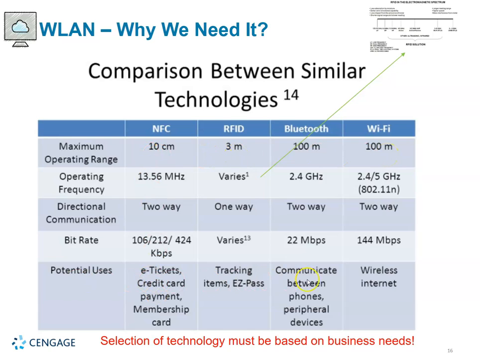Also, the potential uses row is important to know. Where do we use these? Everybody has a Wi-Fi router at their home, and for the most part, that's wireless internet. Bluetooth communicates between phones and peripheral devices. RFID tags are used for tracking, like inventory. Near-field communications are used for contactless pay.